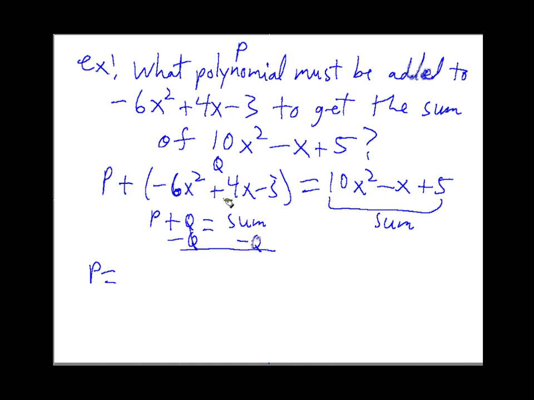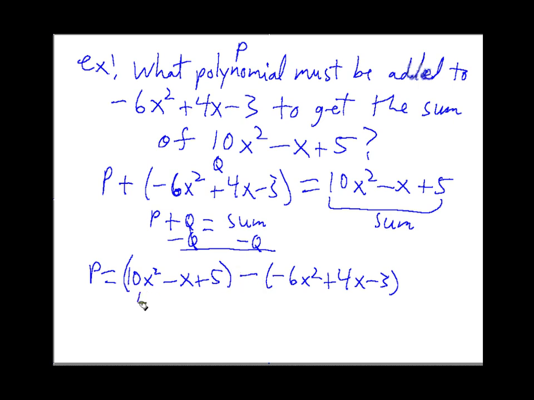but q is this big polynomial here. So the sum is what? This right here. So p is equal to 10x squared minus x plus 5, minus q. Q is this entire thing here. So minus negative 6x squared plus 4x minus 3. Okay, so that's what we're saying here, essentially. Okay then, so this is really a subtraction problem, right?